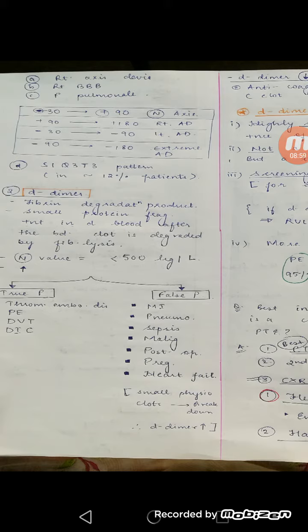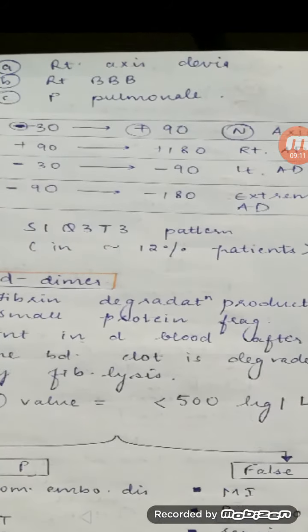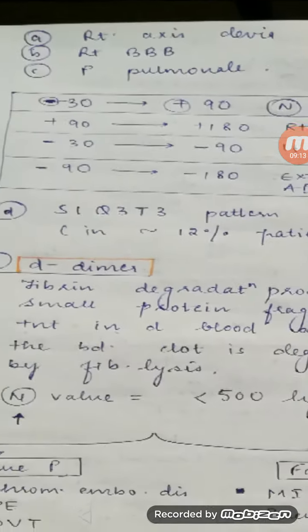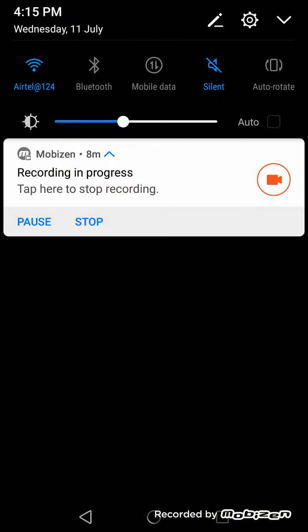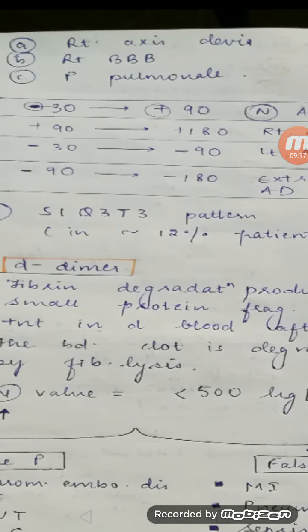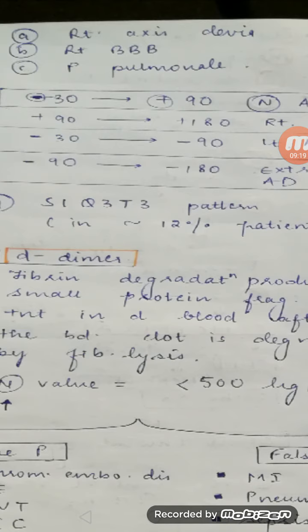Number 2, there will be all the features of right heart or right ventricular strain, in the form of right axis deviation, right bundle branch block, and P pulmonale that you can see here. Right axis deviation, right bundle branch block, and P pulmonale.